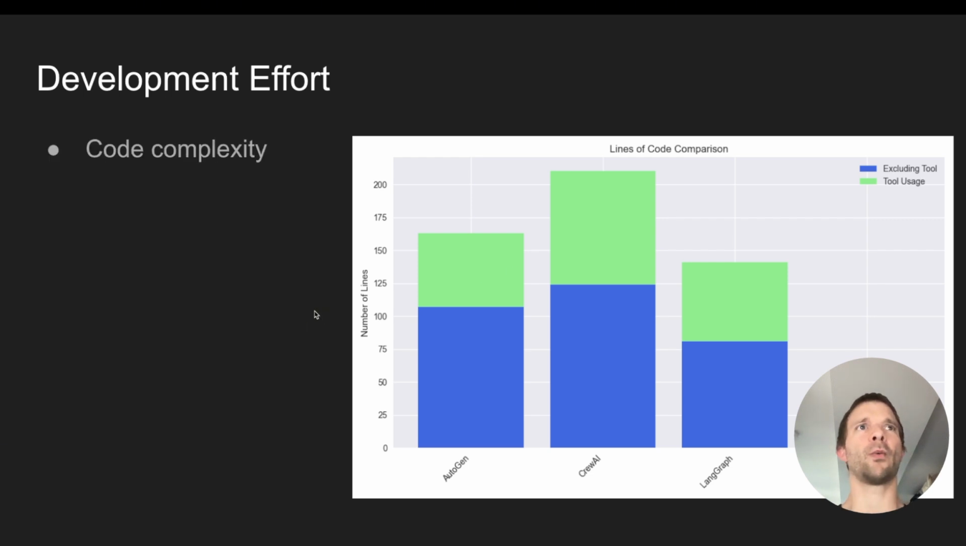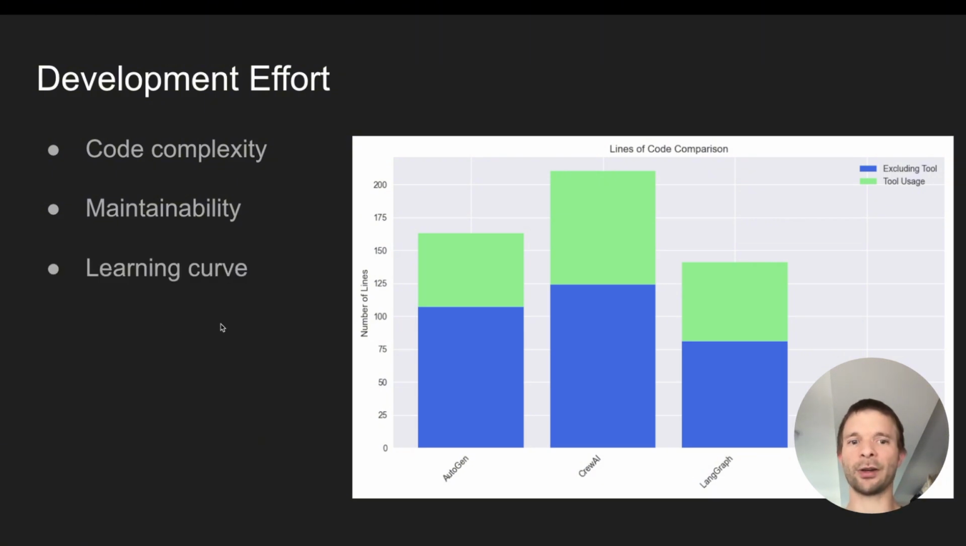So why is the code complexity important? Of course, for maintainability. If you want to maintain a product, the less code you have, the easier it is to maintain and to add features. And the less code you need, the smaller your learning curve is. If you have to write a lot of code, you need a lot of knowledge to apply all of this code.